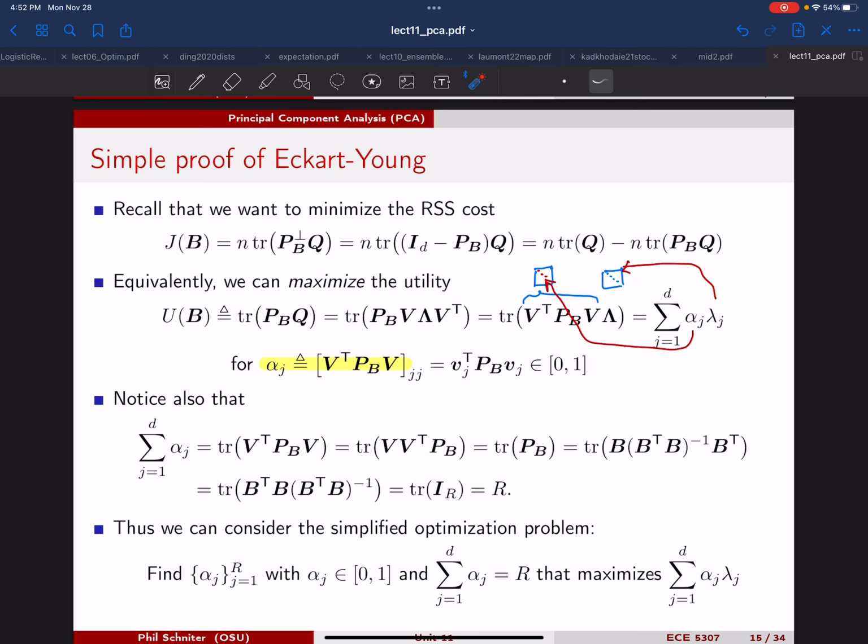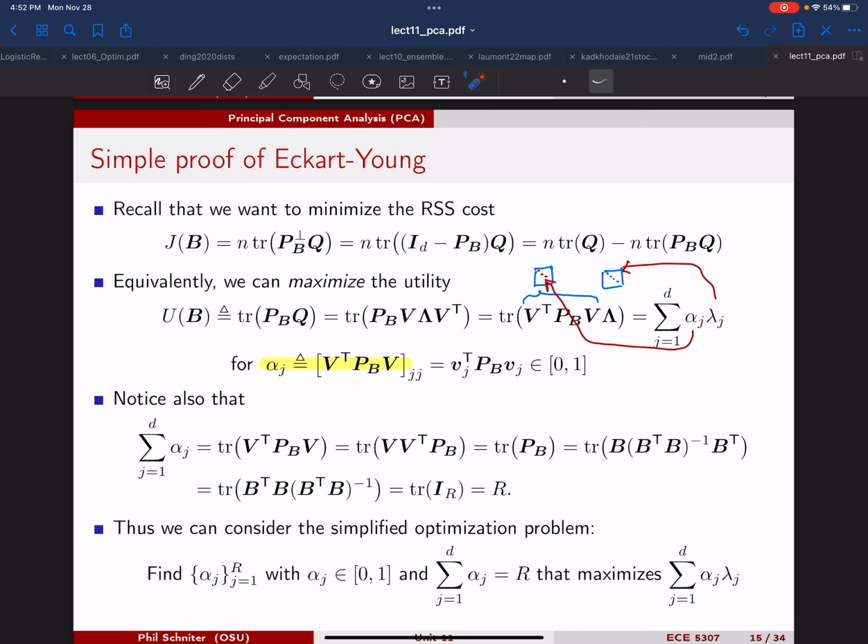The first is that we know that our alphas are guaranteed to be between 0 and 1. So this comes from something called the Rayleigh quotient. Basically, because V has unit norm, when you create this quadratic form, you will never get something smaller than the smallest eigenvalue in PB, nor will you get something larger than the largest eigenvalue in PB. And as we saw below, those eigenvalues are 0 and 1. So these alpha j's are going to live in the closed interval between 0 and 1.